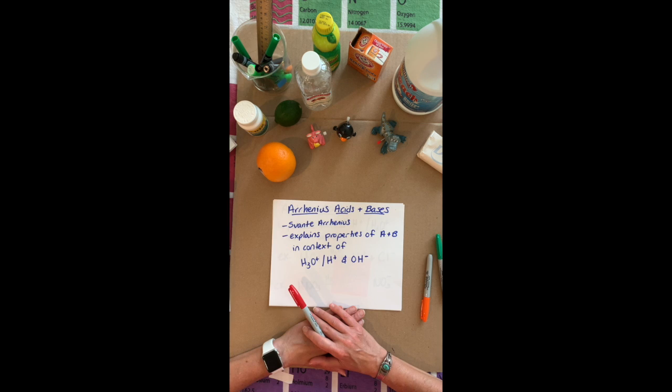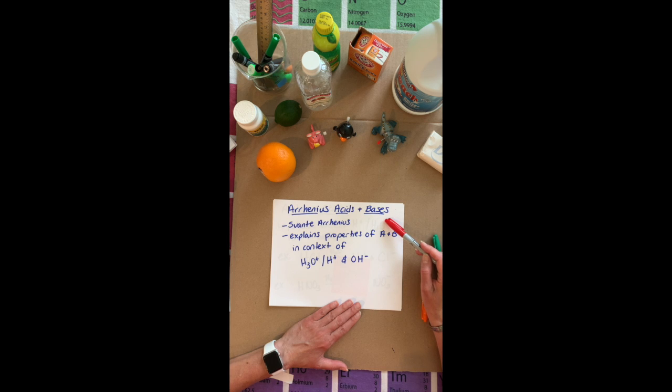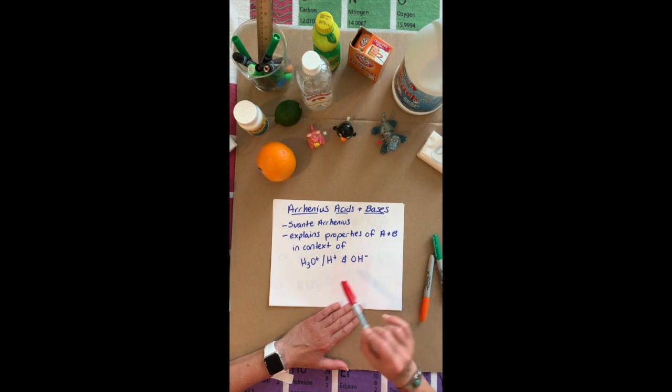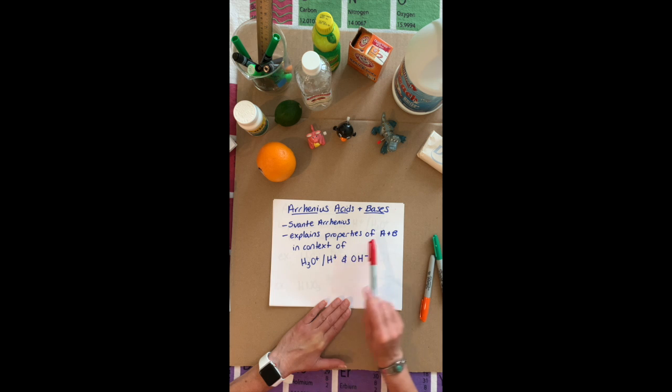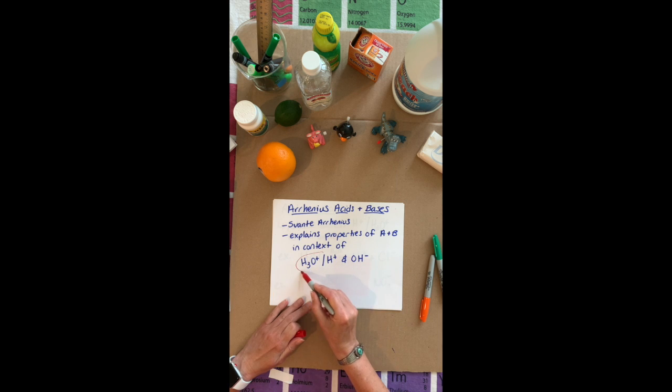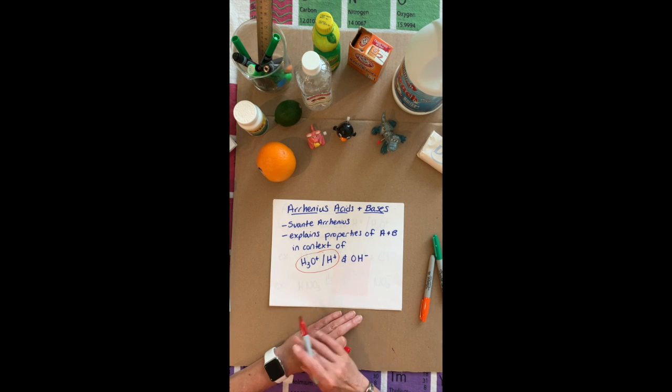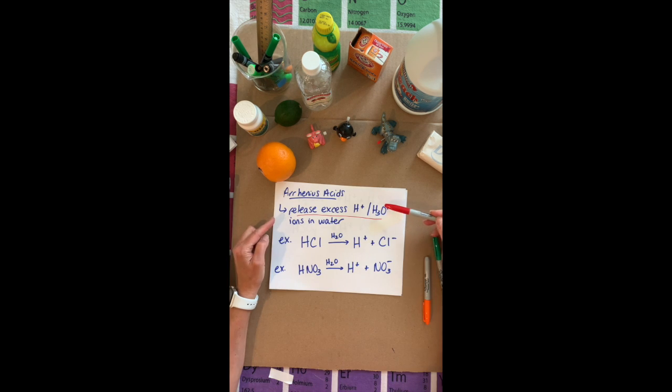There are 2 ways that we will define acids and bases. Arrhenius acid and base definition. A scientist, Svante Arrhenius, came up with this definition. What it does is it explains the properties of acids and bases in the context of those hydrogen and hydronium ions relative to the hydroxide ions. Okay, so Arrhenius acids release excess hydrogen or hydronium ions in water.